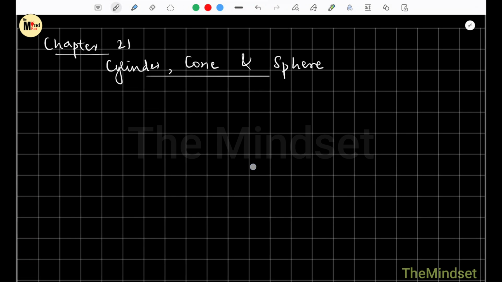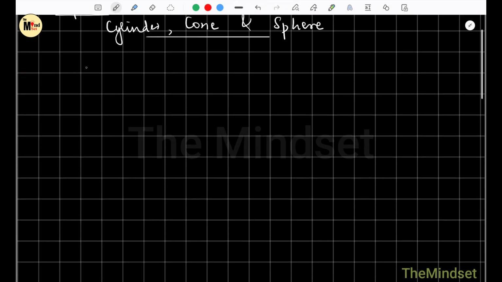So today we are starting chapter 21, cylinder, cone and sphere. I know this is one of the difficult chapters in class 10th. So today we are going to start with it. First we will start with cylinder, then we will move on to cone, then we will move on to sphere.